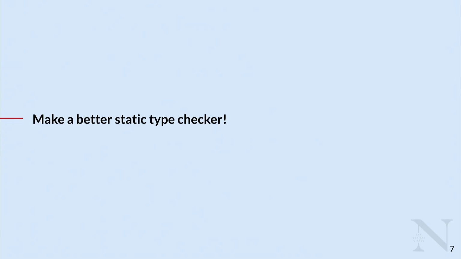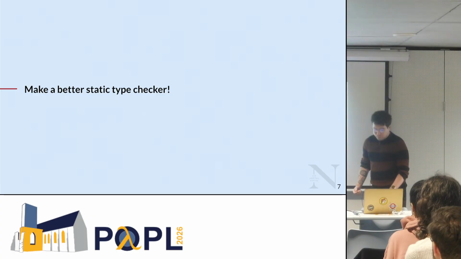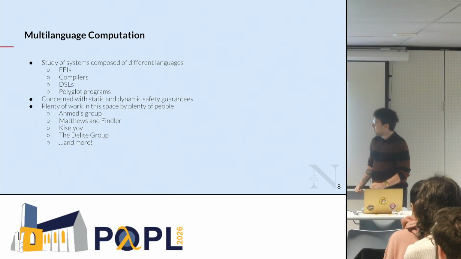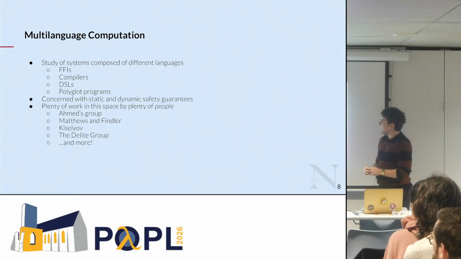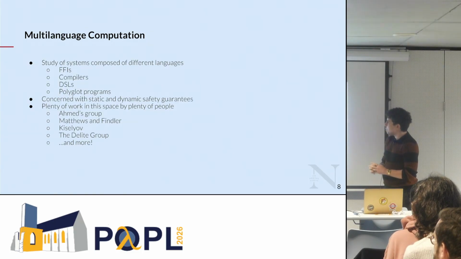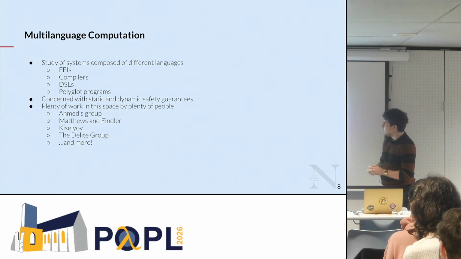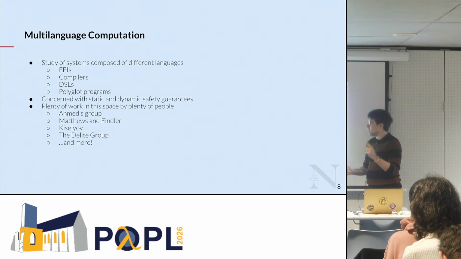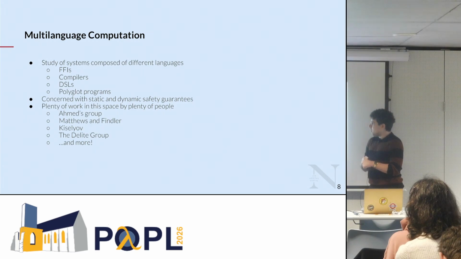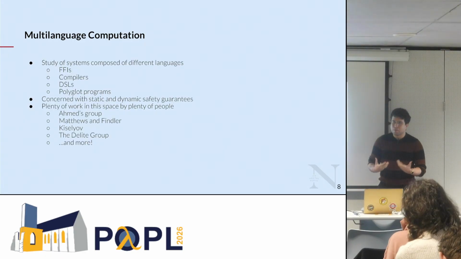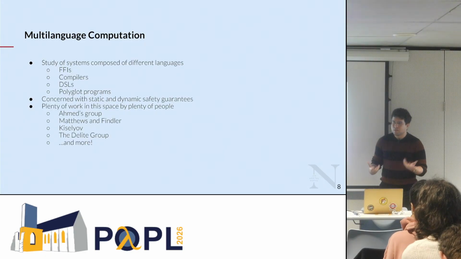And some of you are sitting there screaming in your heads, make a better static type checker. So clearly TypeScript is not good enough. Okay. And if you are thinking that, then I'm glad you're here, because you're thinking about multi-language computation. And this is the study of systems composed of different languages, like foreign function interfaces, compilers, DSLs, and polyglot programs. And we're all concerned with static and dynamic safety guarantees. I'm clearly concerned about a very simple static guarantee, which is, well-typed programs won't go wrong.